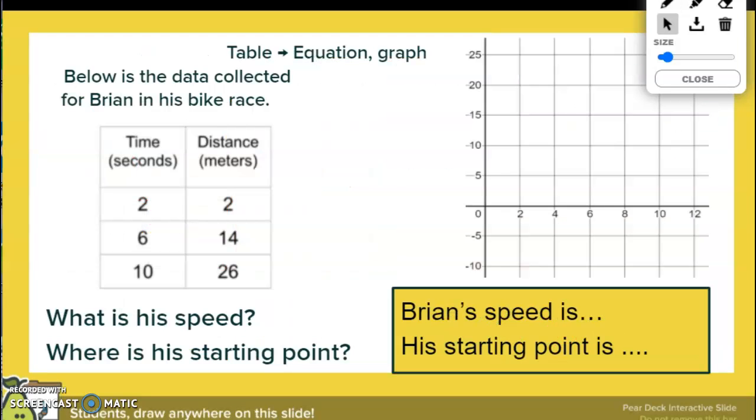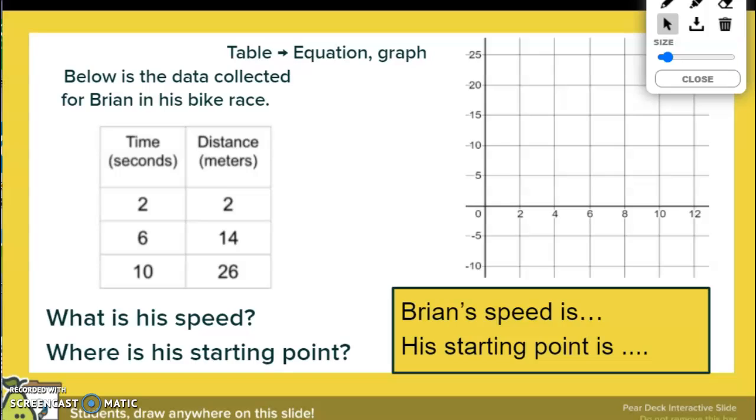Okay, next up, we're going to go from the table to equation and also to graph. So when you are given this table of information, below is the data collected for Bryant in his bike race. So at time 2 seconds, his distance was 2 meters. At time 6 seconds, 14 meters, and when time was 10 seconds, he was 26 meters from the starting line. So what is his speed? What is his starting point?